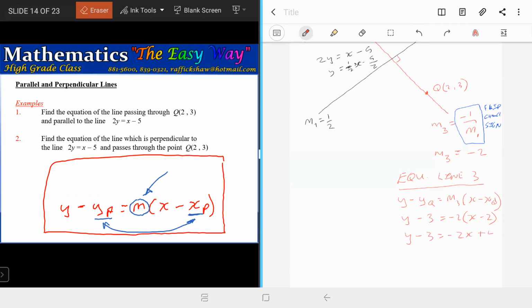Right? And then I need to transpose this -3 over here and add it to the 4, so I'm going to get 7. So I'm going to get y equals minus 2x plus 7. And this is my answer, the perpendicular line that I want. Trust me, it's easy. It's not difficult. You just need to practice.